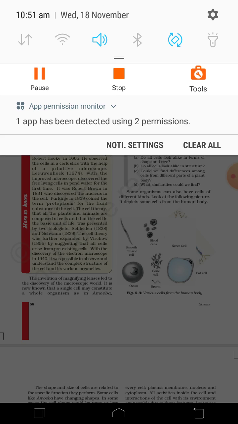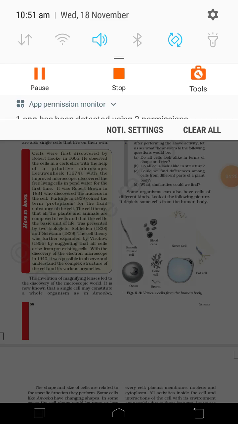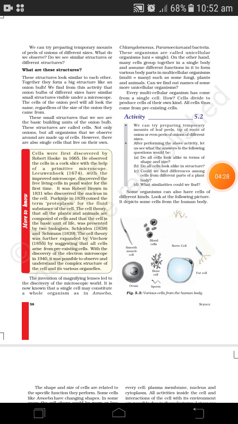Next. Cells were first discovered by Robert Hooke in 1665. He observed the cells in a cork slice with the help of a primitive microscope. In this box we can see more to know. Cells were first discovered by a scientist. His name is Robert Hooke. He discovered the cell in the year 1665. He found the cell in the cork slice. He used a microscope to see the cells. His microscope's name is the primitive microscope.